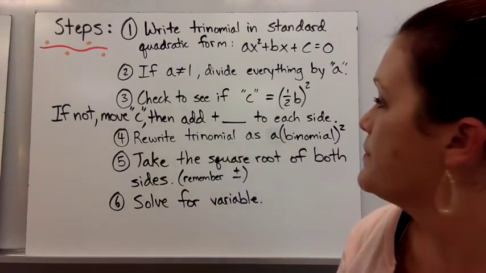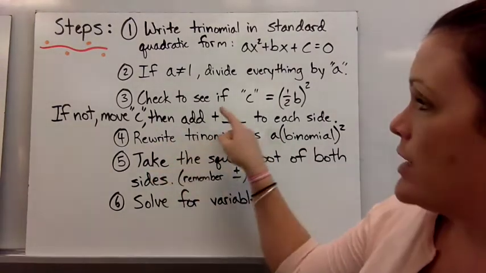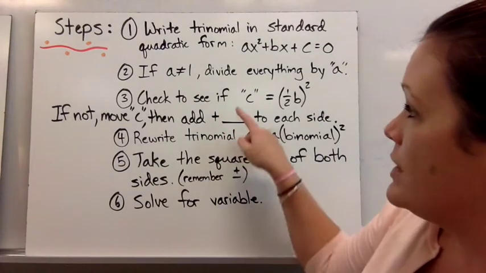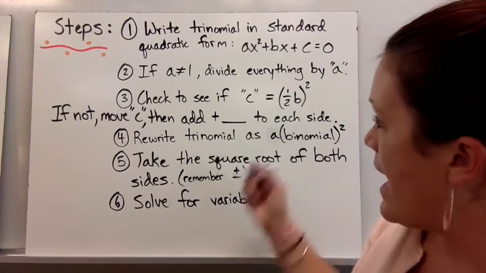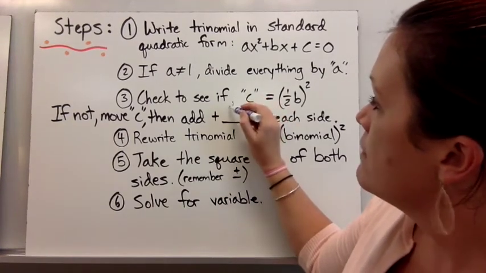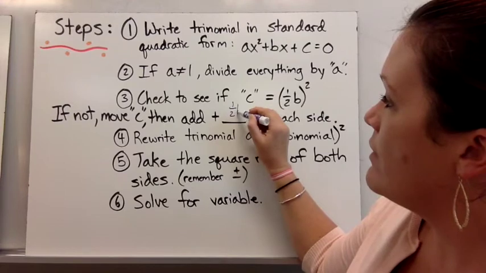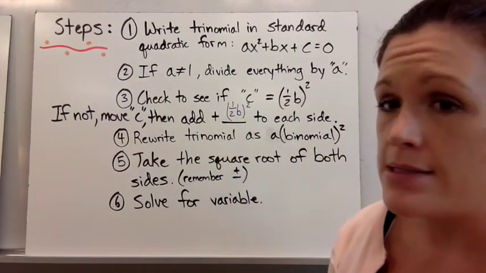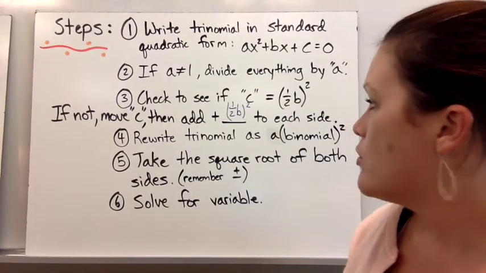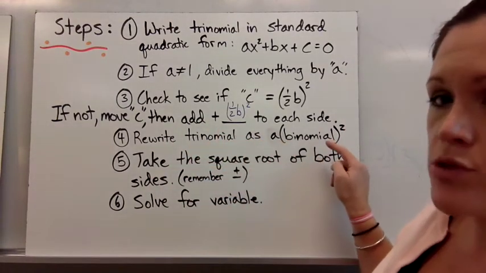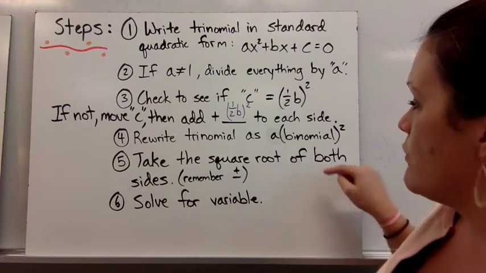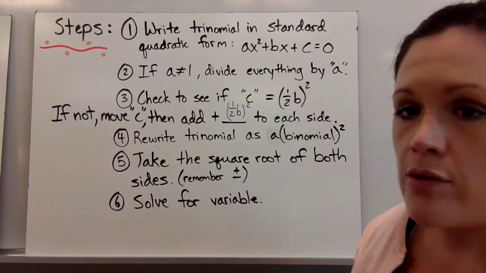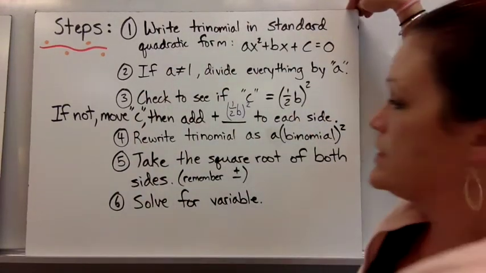Then you want to rewrite. Now you've made it a perfect square trinomial when you fill in that blank. In that blank, you're going to add on both sides half of b, squared, because that's the number you would need to make this a perfect square trinomial. Rewrite the trinomial as a binomial squared. Take the square root of both sides, remember your plus and minus sign, and solve for the variable. So let's look at some examples of this.